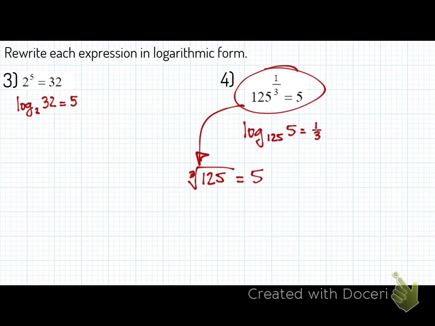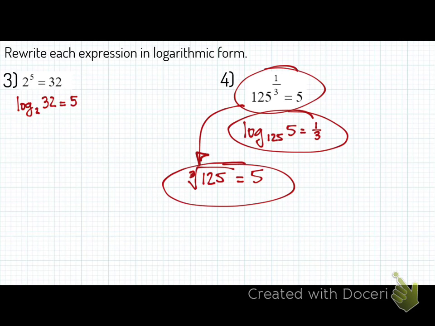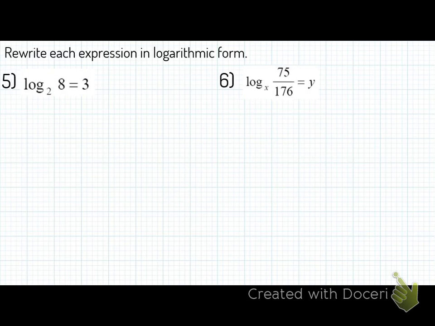Okay, cool. So these 3 ways, the original problem, the logarithmic, and then the cube root, these are all the same thing. Okay? Do you see the connections there? They're all the same. All right? Cool. So now that we know how to write it with a logarithm, let's go to number 5.